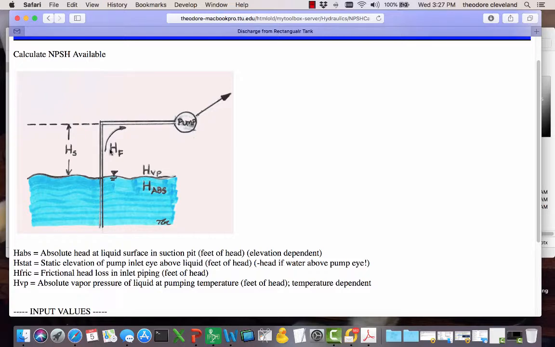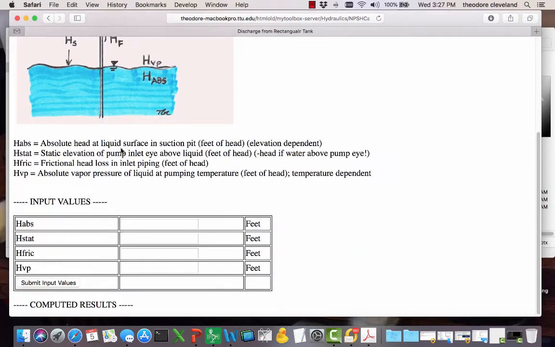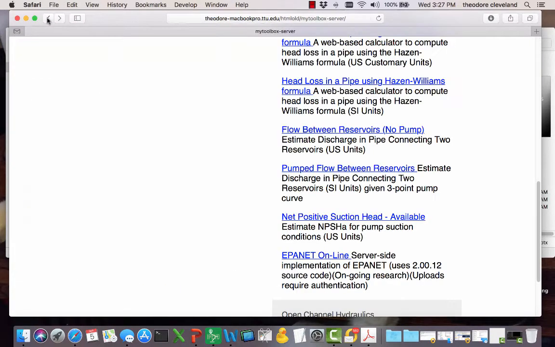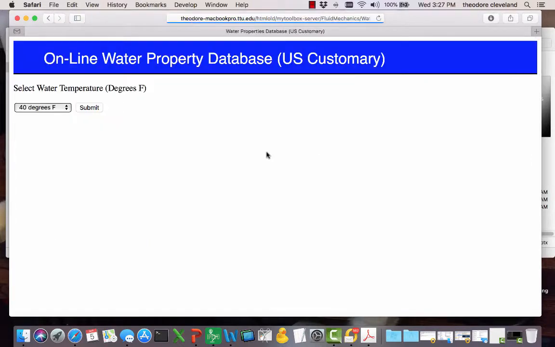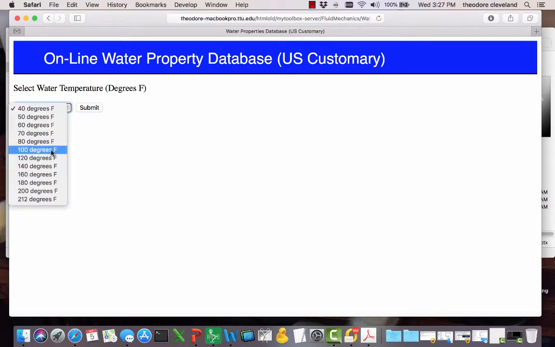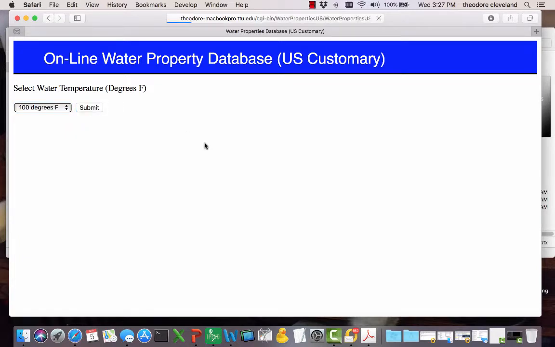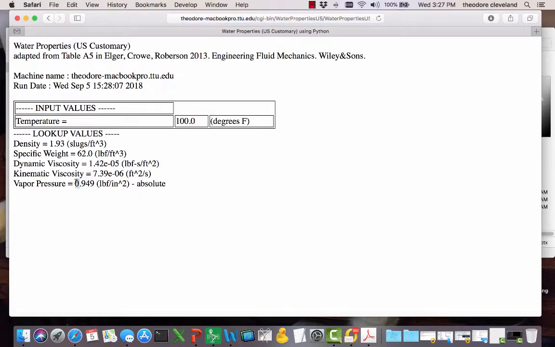That's elevation dependent. And we have the frictional loss terms. Okay, so let's quickly take a look. Our problem was at 90 degrees, which we don't have, so we'll go up to 100. And at 100 it says the vapor pressure is 0.949 pounds per square inch. Now we're going to need that in feet of head.